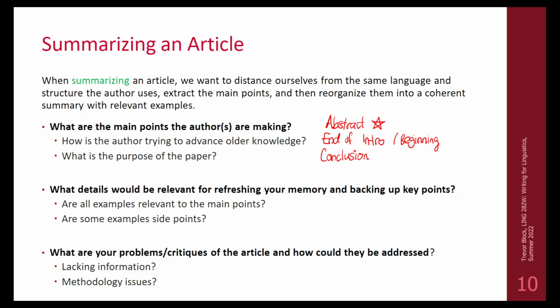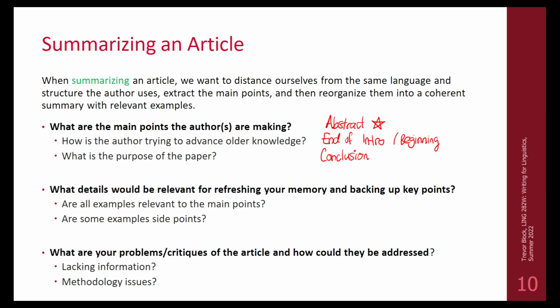Another critical detail of a summary is what details would be relevant for backing up those key points, those main points. So what examples are the most important ones to show one of the findings or one of the main points the author is trying to make? Are all examples relevant? Most of them can be used or tied to the main points, but sometimes they're really specific details that are side points or questions or further investigations that don't really contribute to the core aspect of the article.